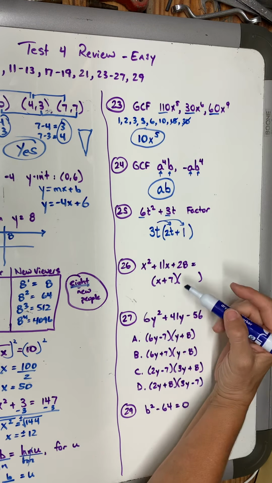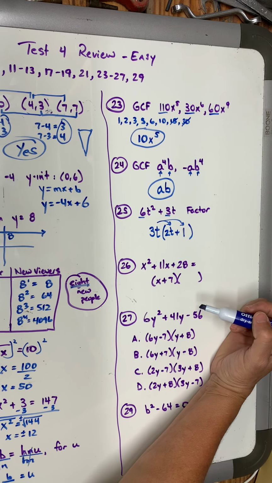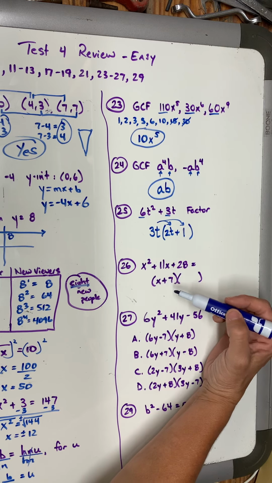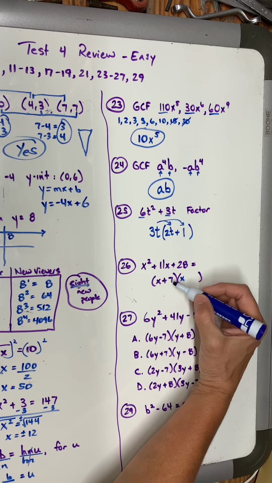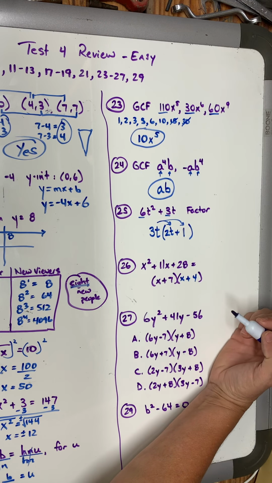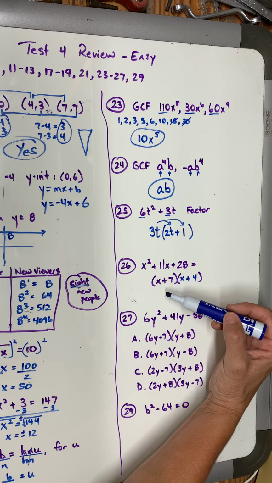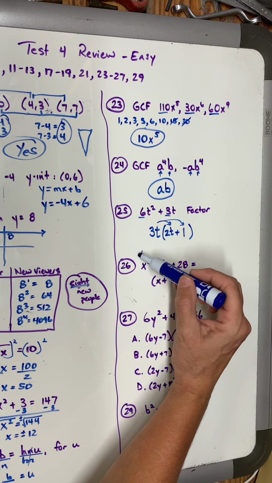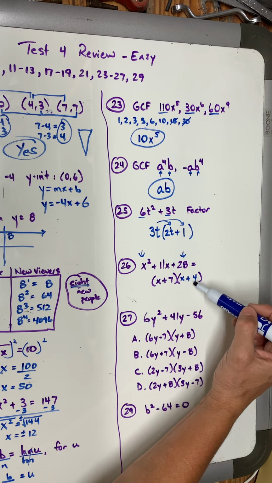And that's a good way to double check your work. Okay, number 26. The reason this is easy is because they've done half the work. So really, all you have to do is go, well, x times what is x squared? X. 7 times what is 28? 4. And that's all you have to do on that problem. So just pay attention to trying to make that first and last term work out. X times x is x squared. 7 times 4 is 28.